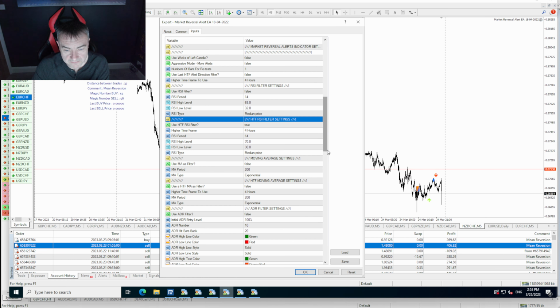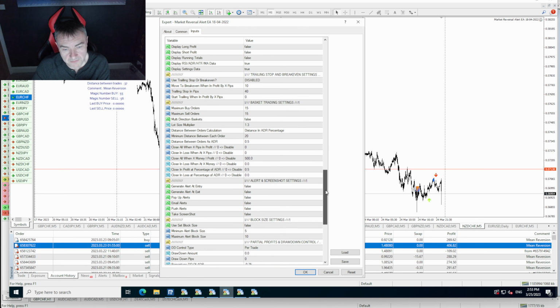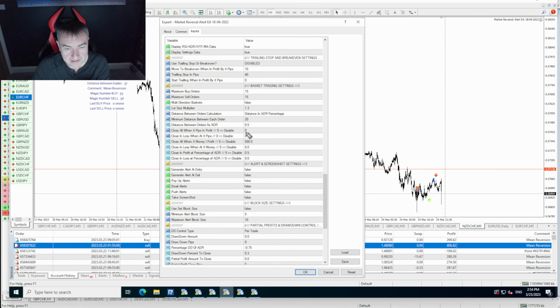The TP settings on this one, a little bit different to that previous set file. Again, we're scaling in half an ADR apart between our positions. So if the initial position that we take doesn't work, we scale in half an ADR apart or more, depending when the next reversal alert happens. And we are either taking $500 or half an ADR out of the market in pips, whichever comes first.